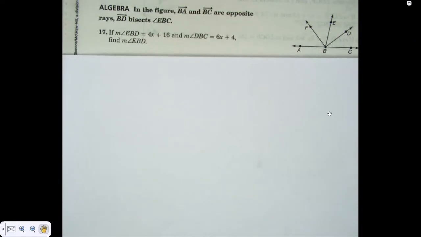Okay, we're going to do an example from, like I said, from 1.4. Then we're going to go on and do the notes from 1.5.